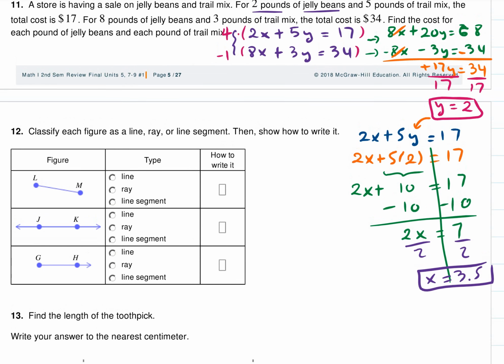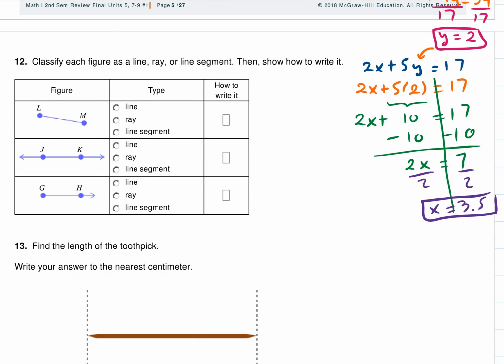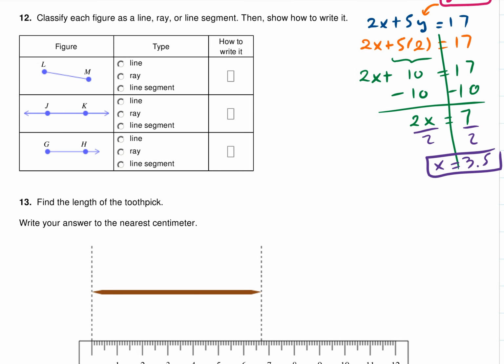Alright, number 12. If you need time to copy this down, please pause this video for a few minutes. I'm going to erase number 11 and move on to 12. Actually, I think I have enough space for 12, so I'm going to keep it there.